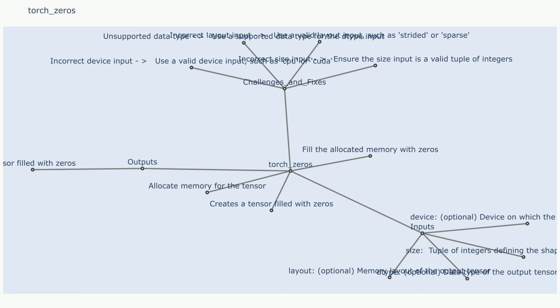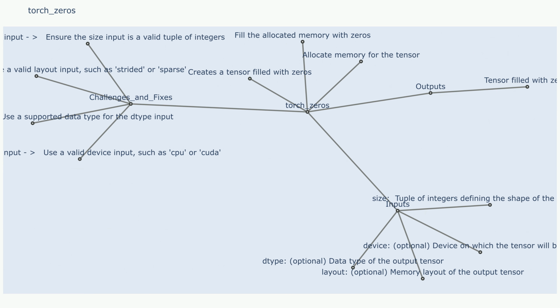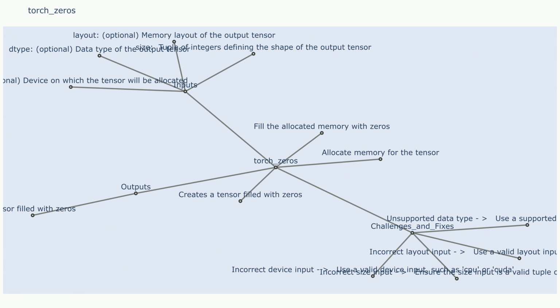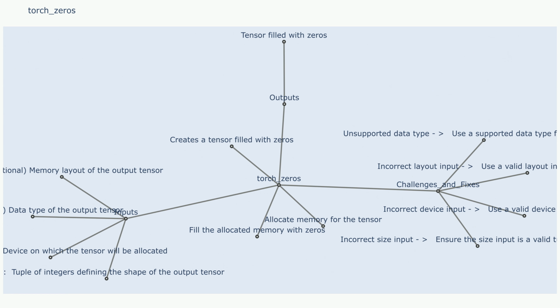Challenge 3: tensor is not tracked for gradients when needed. Sample use case that resulted in challenge 3: trying to use a tensor for backpropagation but forgetting to set requires_grad=True. Fixes to challenge 3: set the requires_grad argument to true when creating the tensor if you intend to use it in a computation graph and track gradients.